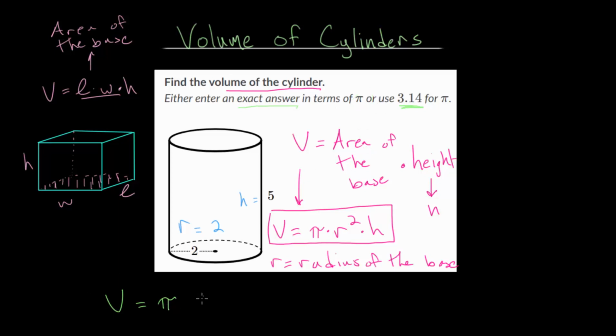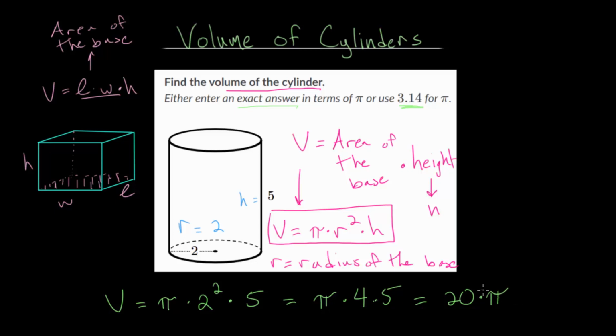So our volume is pi multiplied by the radius squared, which is 2 squared, multiplied by the height, which is 5. And 2 squared is 4. So we have pi multiplied by 4 multiplied by 5, and 4 times 5 is 20, which means that the volume of this cylinder is equal to 20 multiplied by pi.